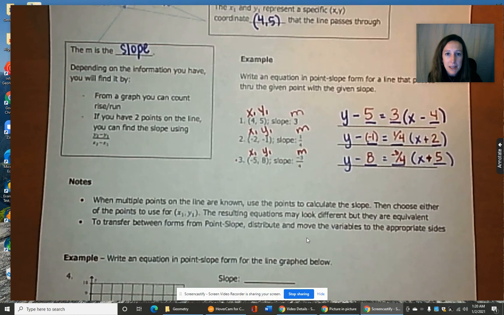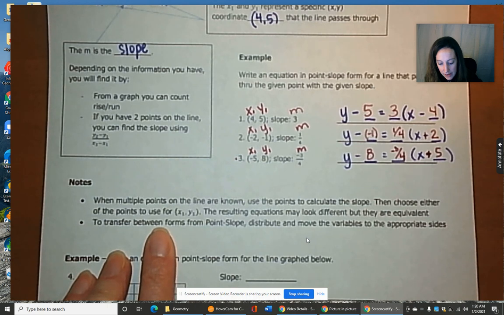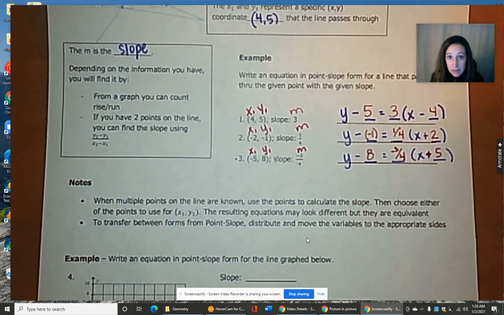So like I said, you might be given multiple points. In these cases, you were only given one, but there are situations where you will be having to choose between which point to use, right? When multiple points on the line are known, you're going to use any 2 points to calculate the slope, y2 minus y1 over x2 minus x1. And then you can choose either point that you want to put into your equation. Right? If you have multiple points, your equations will look different, but they are going to be equivalent. And they're going to be equivalent because once we transfer from this point slope form into slope intercept form, you'll get the same answer. Your intercept will be the same. Your slope will be the same.